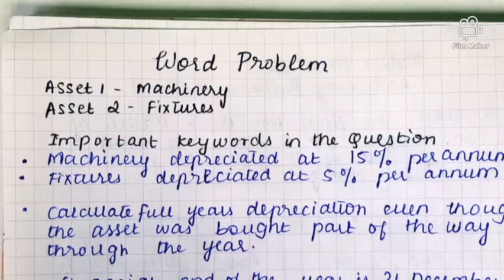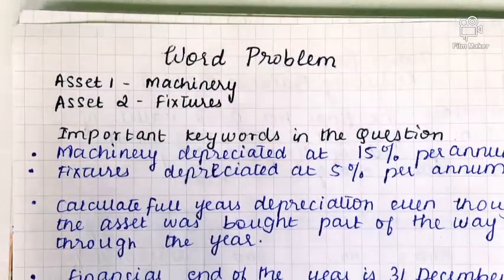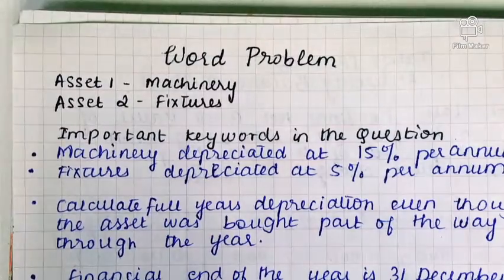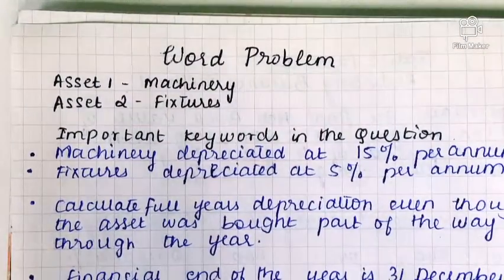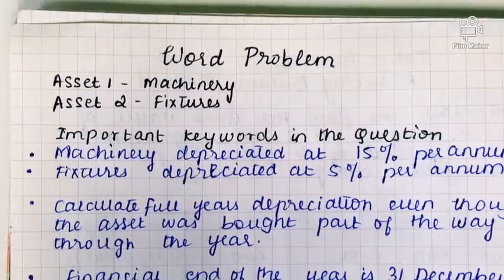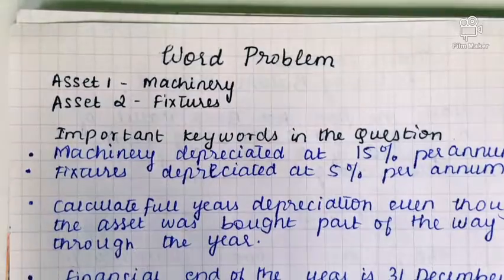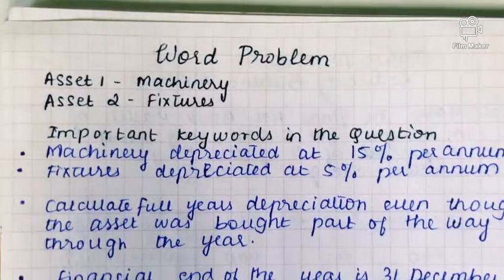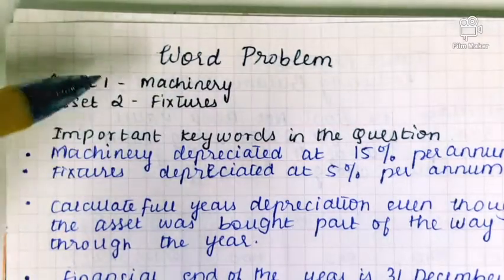Now, in our previous table form, there was only one van. There was no other asset. For example, they bought a van as well as a machinery. There was only a van, and we calculated a depreciation for one asset. But in this question, there are two assets that the business bought. So asset 1 is machinery, asset 2 is fixtures.